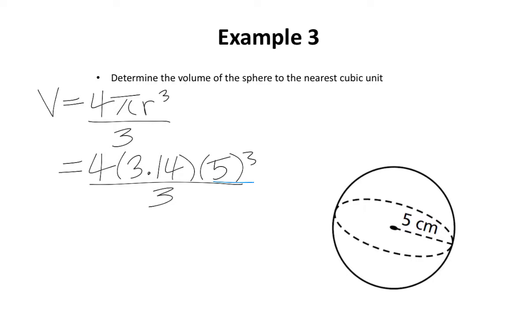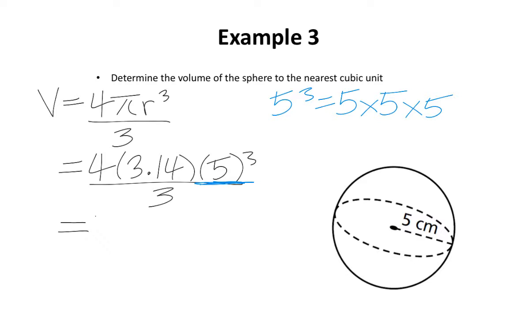Now, 5 cubed is very similar to something that is being squared. So 5 cubed is really 5 multiplied by 5 multiplied by 5. So when you cube something, that number multiplies by itself 3 times.